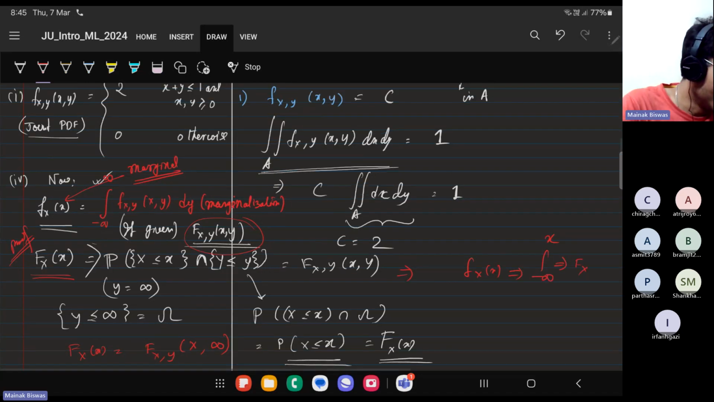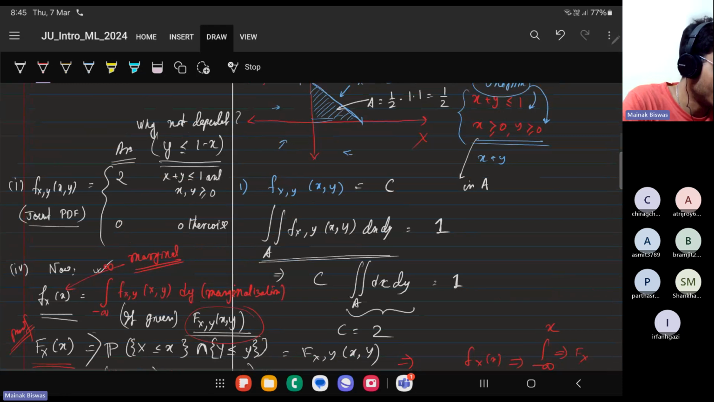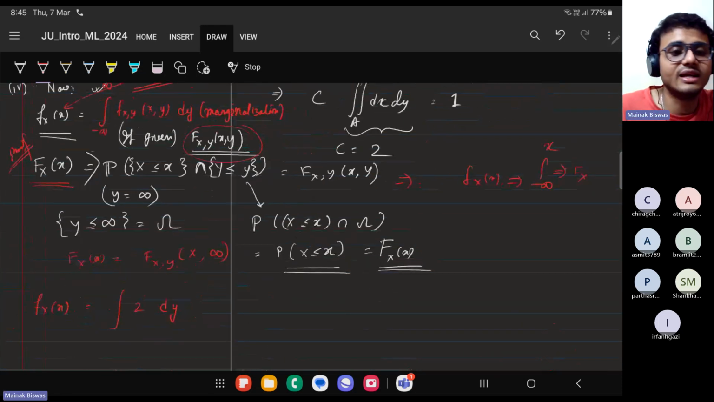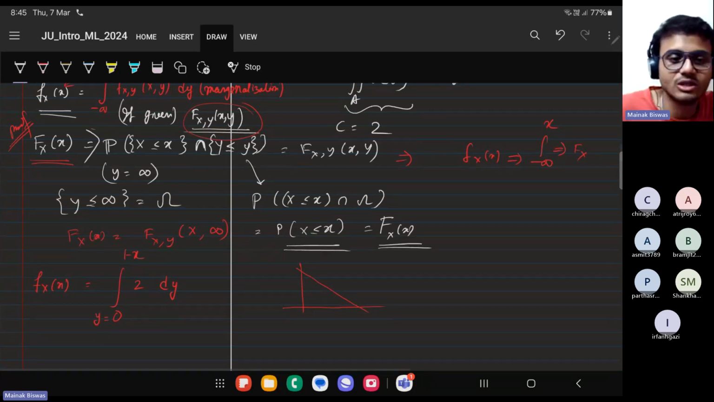Let's do it. So you tell me, what is f of x here? What will I integrate it over? dy. From where to where will I integrate? Now there's the question. It is not independent of the limits of y. It is 0 to 1 minus x. Let us see why. People who didn't understand, follow me carefully. Why is it between 0 and 1 minus x?